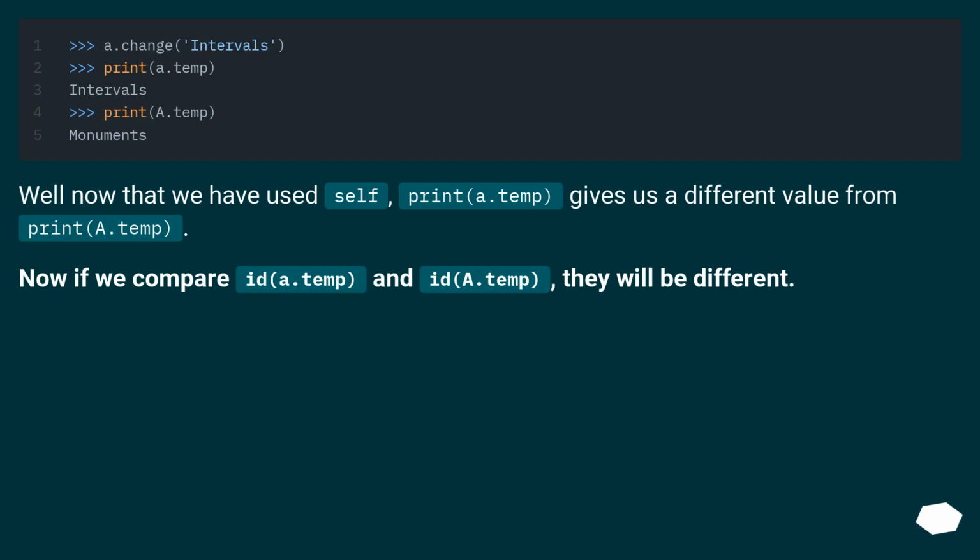Well, now that we have used self, print a.temp gives us a different value from print b.temp. Now if we compare a.temp and b.temp, they will be different.